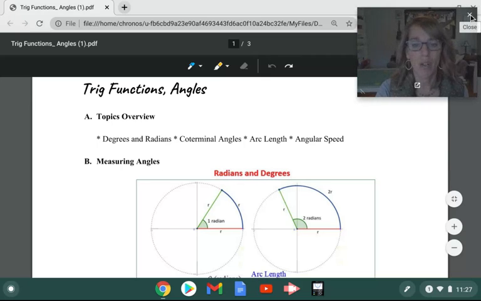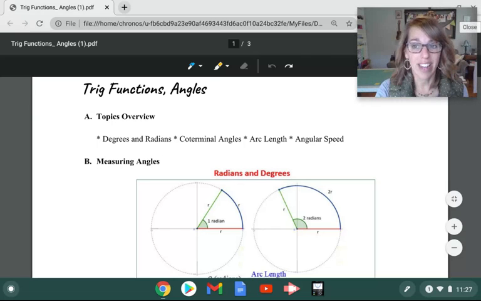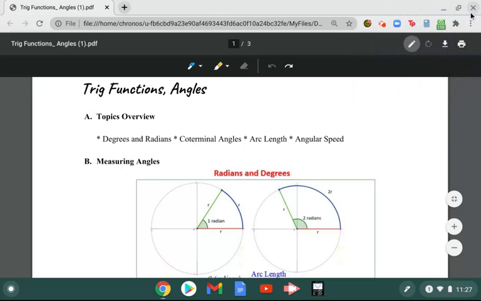We're also going to talk about coterminal angles. Arc length and angular speed will show up in the following video. Let's go ahead and get started.